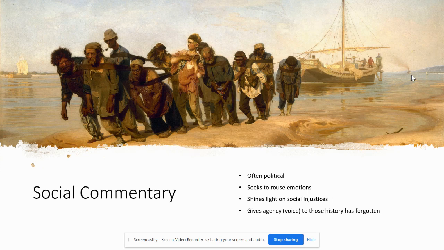Now, this type of painting seeks to rouse emotions. It should connect with you on an emotional level. You should feel what these poor men are feeling. It shines light on social injustices, as we see here, and it gives agency or a voice to those that history has forgotten. Because how often do we really see peasants and poor people represented in art? Right?